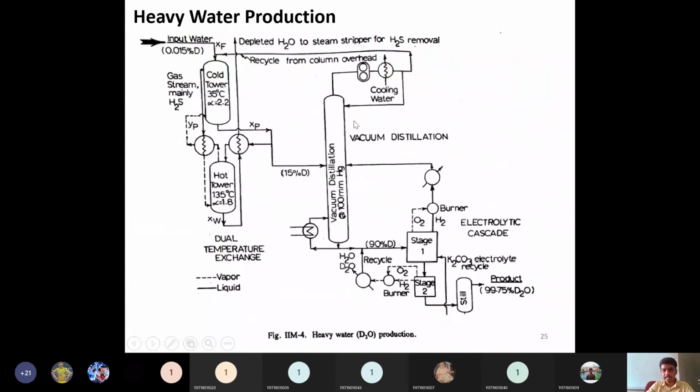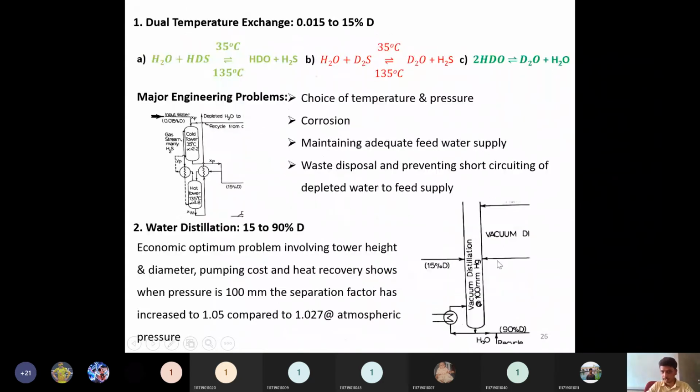The next one is this part of the flow sheet, which concentrates from 15% deuterium to 90% deuterium. The economic optimum problem involving tower height and diameter, pumping cost, and heat recovery shows that when the pressure is 100 mmHg, the separation factor is 1.052 compared to 1.07 at atmospheric pressure.